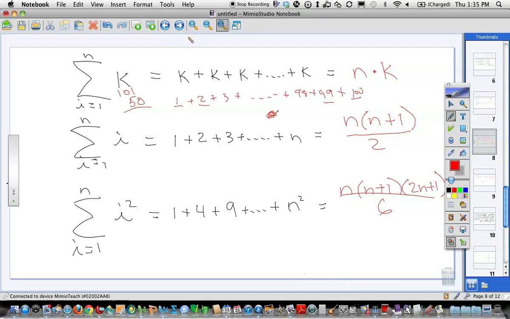Okay? On number 22, you would FOIL that out. (i minus 1) squared: you'd FOIL that out, and you'd have i squared minus 2i plus 1. And you would just break that into 3 separate sigmas. One would have an i squared, one would be an i. See what I mean? So you're just going to take those sigmas and then apply these formulas.